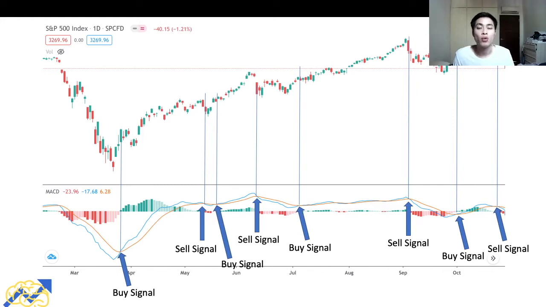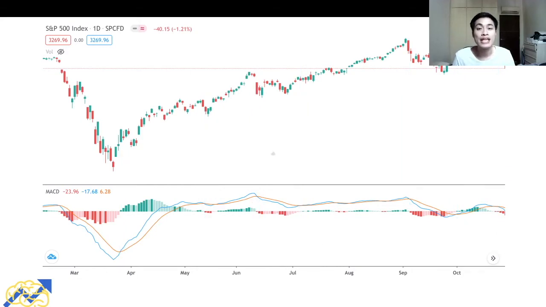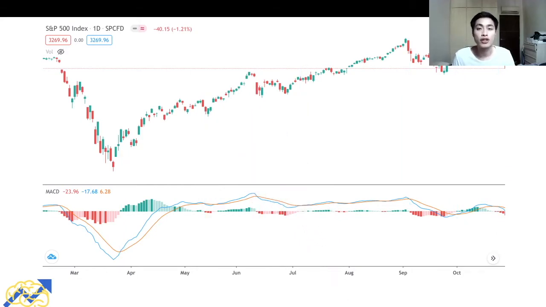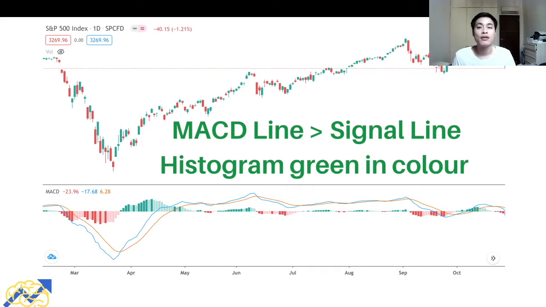Based on this one example, we see how the MACD indicator is quite accurate in generating buy and sell signals, which allows us to capture a large portion of the trend. The potential downside is the whipsaws that it generates from its buy and sell signals. There is another way to use the MACD crossover strategy. As we have gone through in the earlier part of the video, when the MACD line is above the signal line, the histogram will be above the baseline and will be indicated in green.